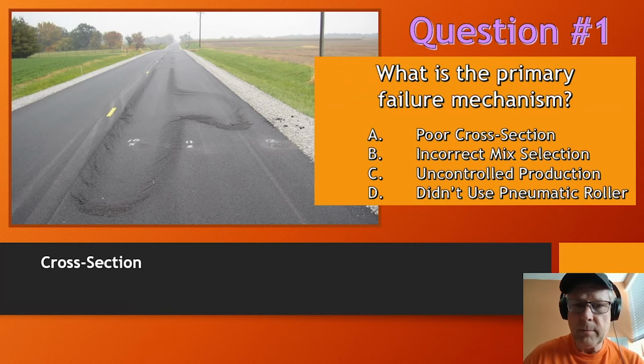Essentially, the primary failure mechanism on this project was the poor cross section. It wasn't poor mix or mix production. It wasn't the type of rollers they use. It just plain and simple was lack of density at the center line, with the pavement headed into the picture on the left side. So again, that unconfined joint was very low, and compaction actually caused the surface to fail within 2 weeks after it was open to traffic.